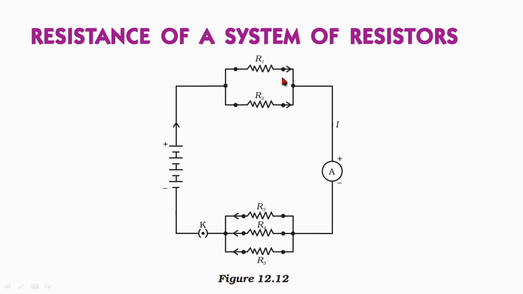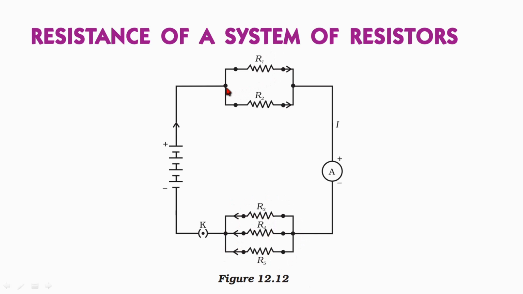Now you may also get a combination of resistance both in series and parallel. Say for example, in this diagram you can see that R1 and R2 are joined in parallel combination, and R3, R4, R5 are also joined in parallel combination. But what will be the resultant resistance of the circuit? Let's see. First we will calculate the resistance of the individual systems. We will calculate the resistance of R1 and R2 by adding them in parallel combination. Then we will calculate the resistance of R3, R4, R5, also adding them in parallel combination.